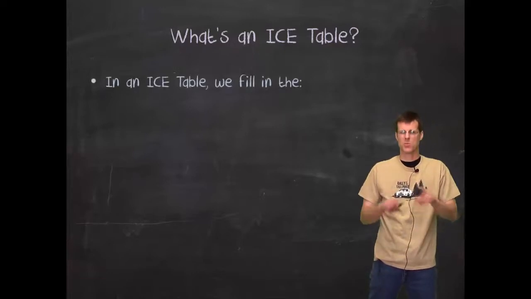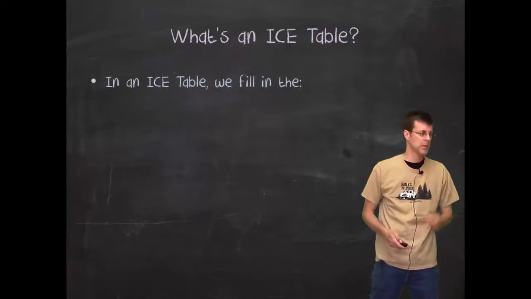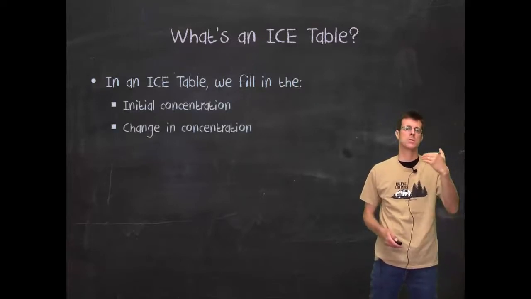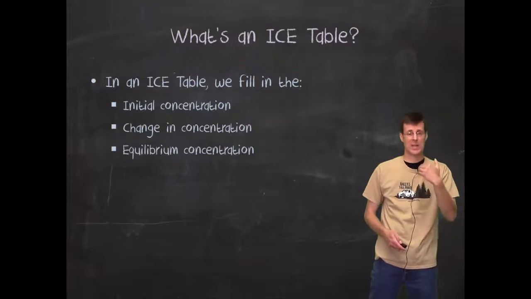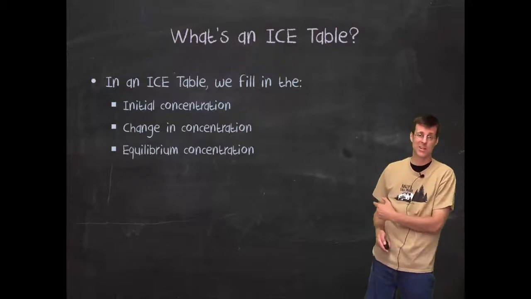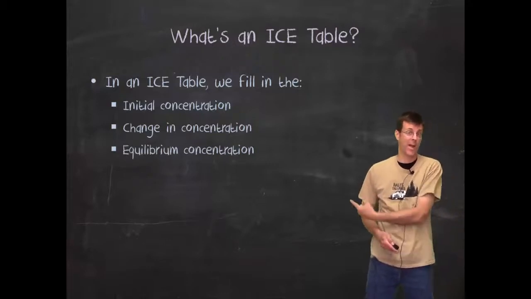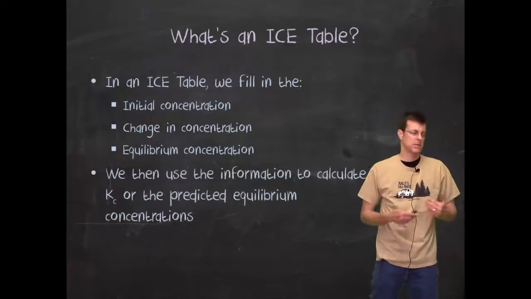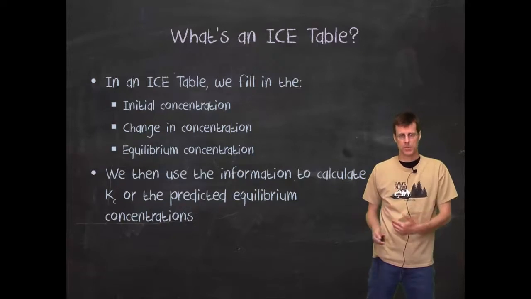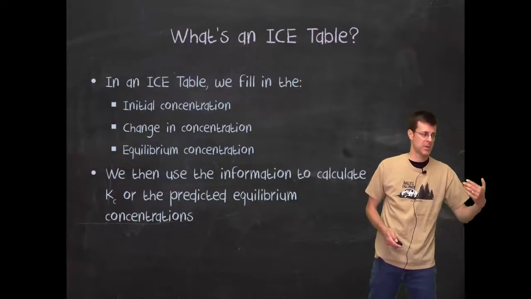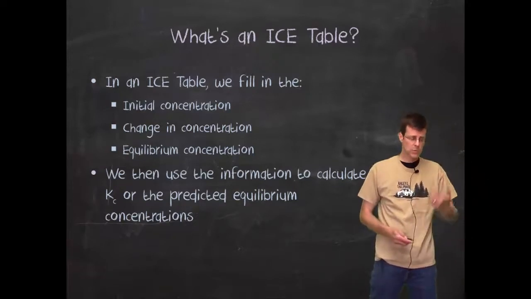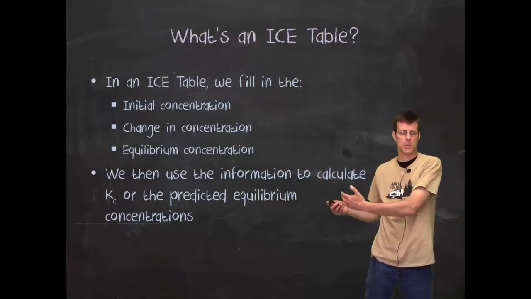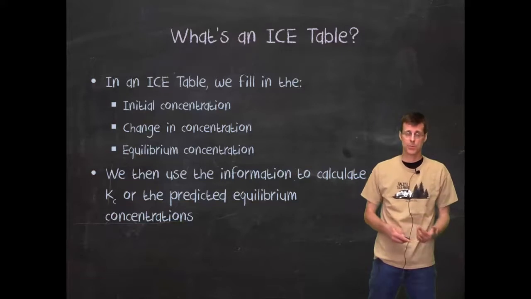With an ice table, it's more like the little chart that we fill in, but we're going to use it to fill in information on initial concentrations, changes in concentrations, and equilibrium concentrations. And if you look, that's where we get the ICE from. Okay. And we're going to use that to figure out stuff about equilibrium. So we're going to use it to figure out perhaps the value of K, if we're not given K, or we're going to use it to figure out concentrations of things at equilibrium.